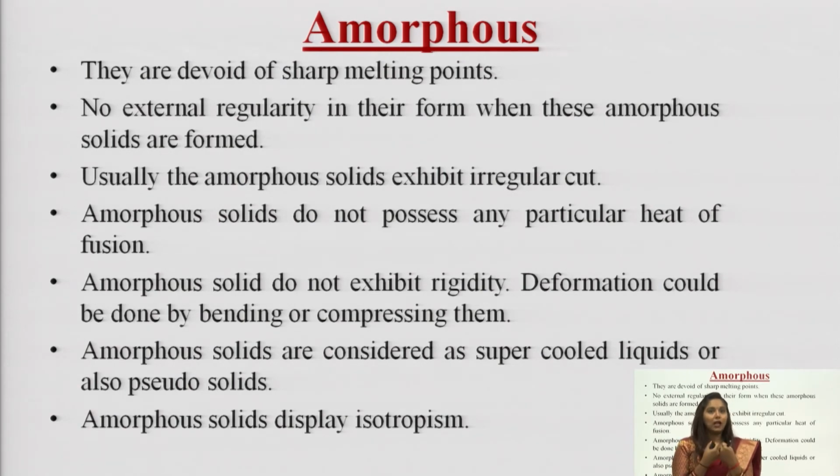मतलब ग्लास को अगर हमें एक शेप देनी होती है तो हम उसको एक पर्टिकुलर टेम्परेचर देते हैं, then we give a shape by deforming it, by bending it. As well as in plastics also, we give compressibility and a particular shape. Amorphous solids are considered as supercooled liquids or also pseudo solids. Pseudo means false solids. Amorphous solids display isotropism.